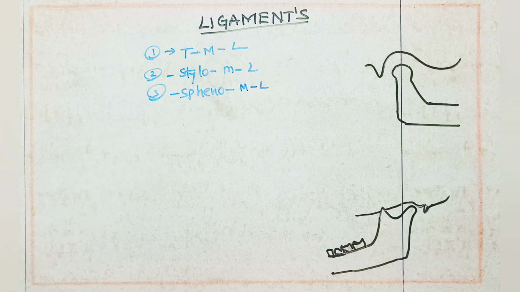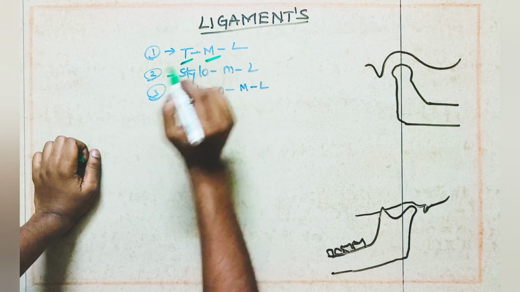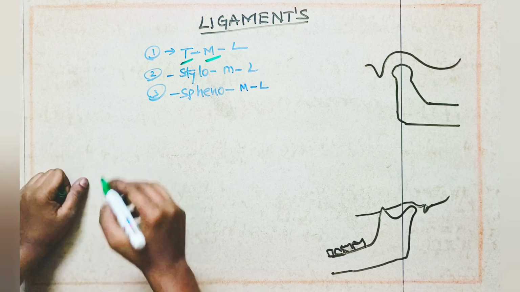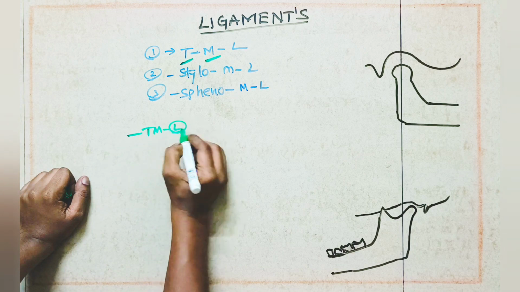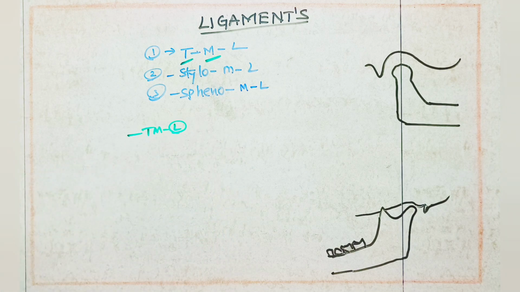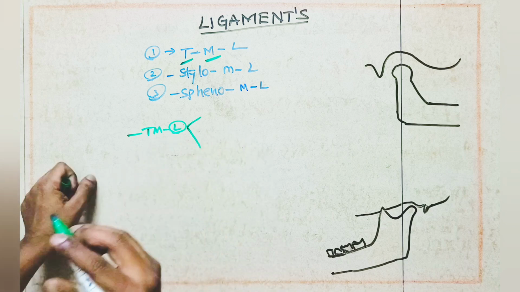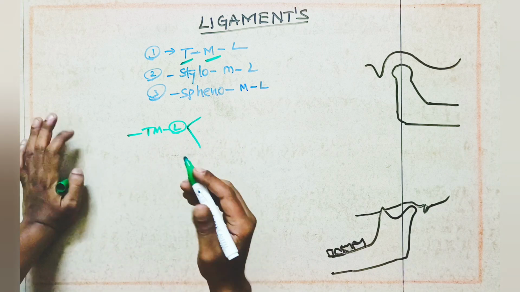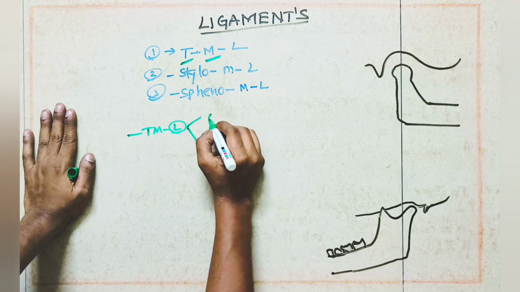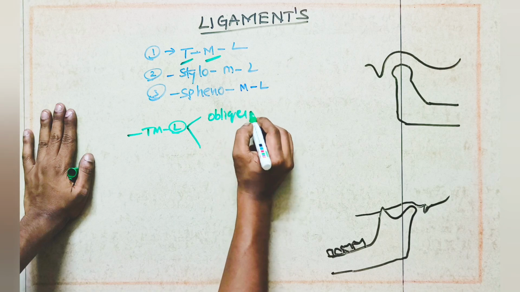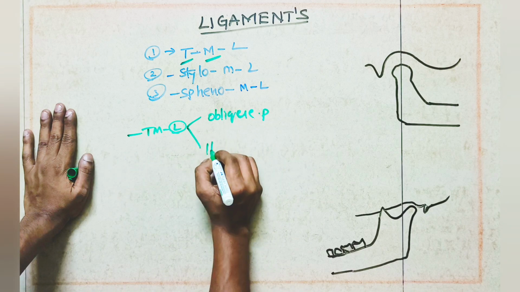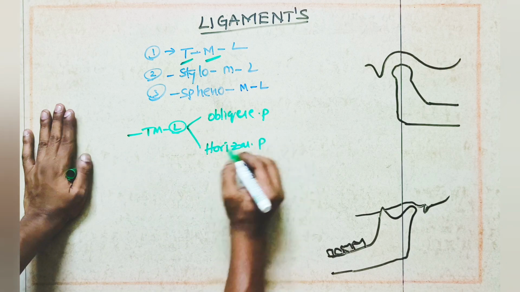First we will see what this temporomandibular ligament is. By name itself we can understand that the ligament is present between the temporal bone and the mandible. The temporomandibular ligament is the strongest ligament in the temporomandibular joint, and it has two fibers or portions. The first portion is the oblique portion. The second one is the horizontal portion.